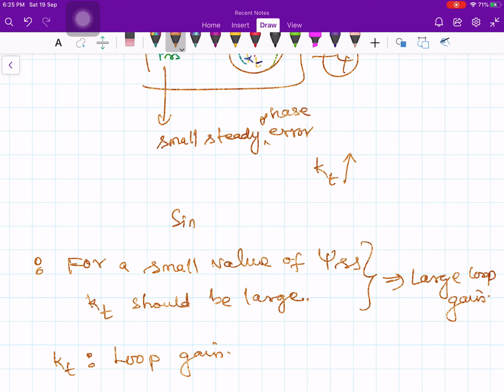So basically we are saying that we require a large value for the loop gain, and we require a large loop gain not only for small steady state phase error, but also for another very important reason. Okay, let's see what that reason is.